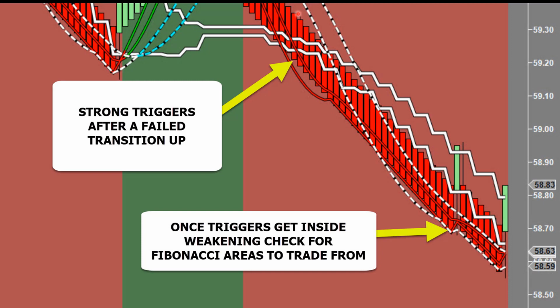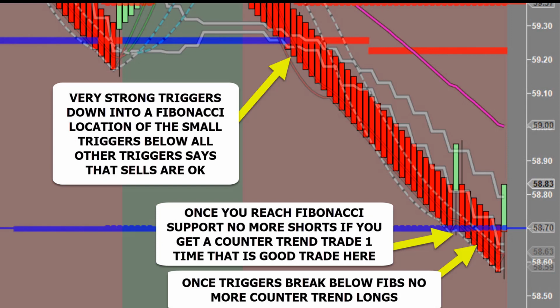When and if the triggers come together, if you have Fibonacci support, you will stop doing short trades. You will be able to clearly, easily, and accurately see when you will do a short trade, when you reach a target, and again, we probably would do a counter trend trade down here. And again, our counter trend trades are one and done.